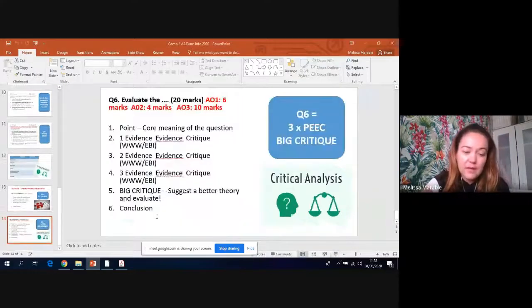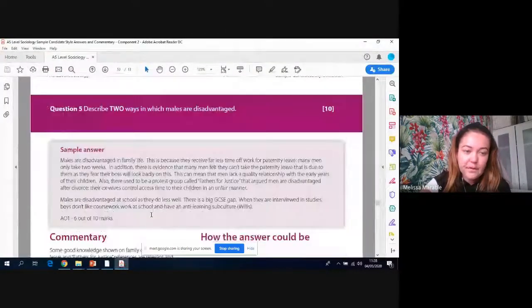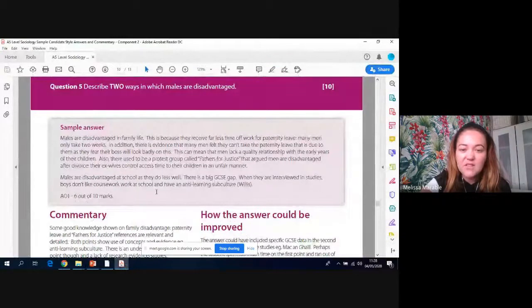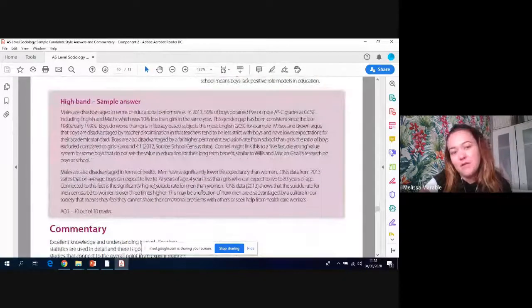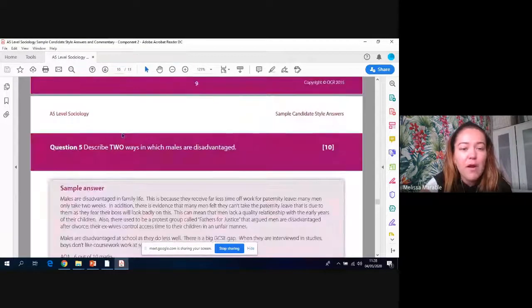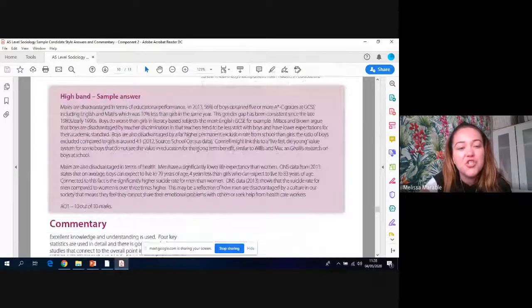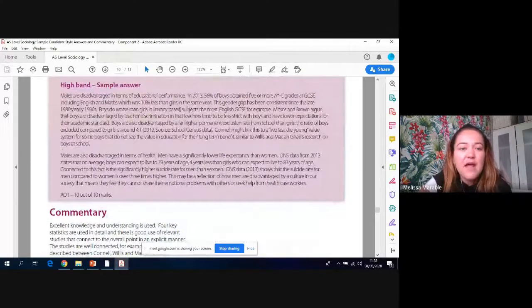Let's have a look at the exemplar. So, sample answer, low band, no, we want 2 ways. That one looks okay-ish, but this one, no, rubbish. Here, much better. Lots of statistics. They've got males at a disadvantage in terms of educational performance. What's the question? Describe 2 ways in which males are disadvantaged. As you can see there, they've got statistics, the school census data, Mac an Ghaill and Willis. They've got loads of stuff.